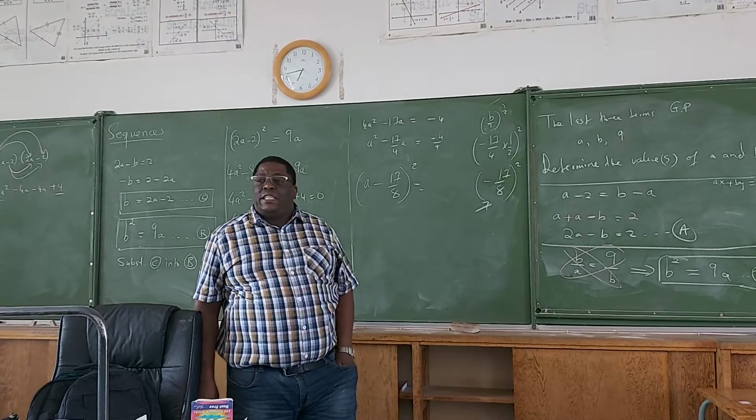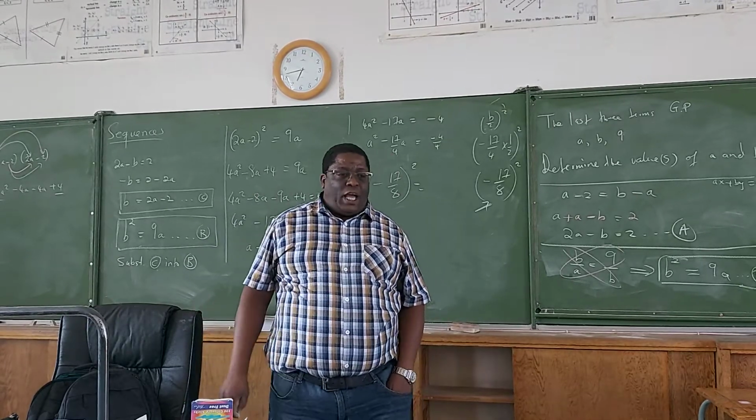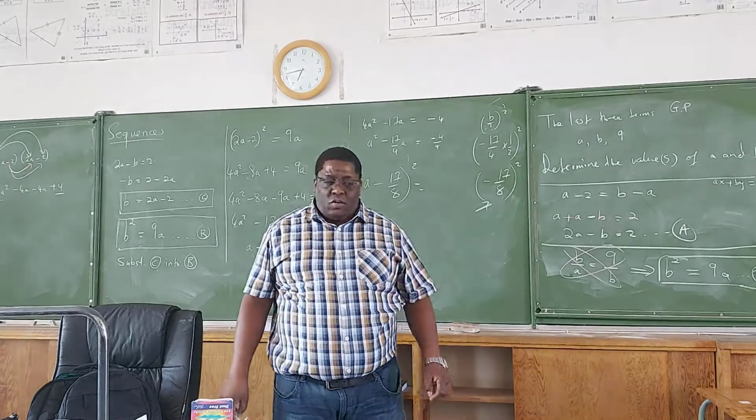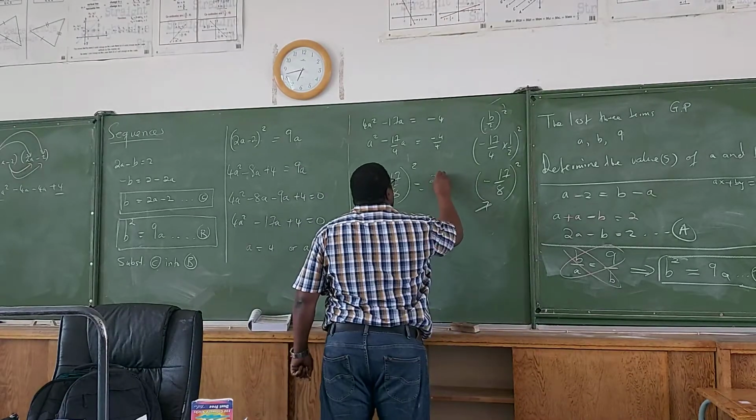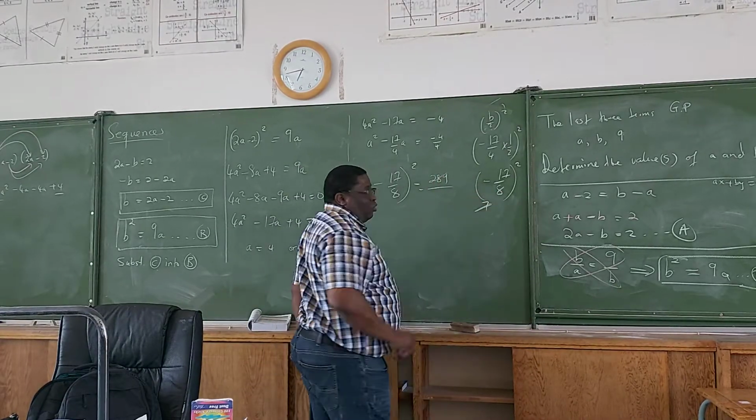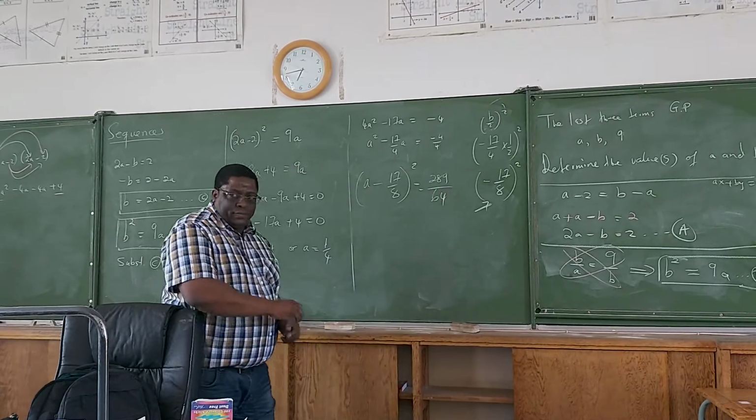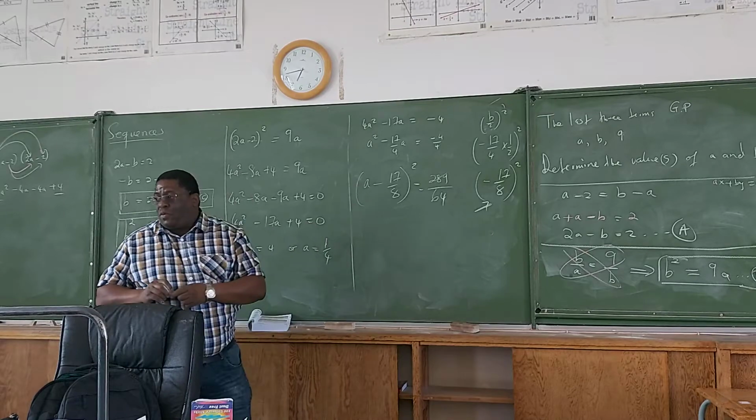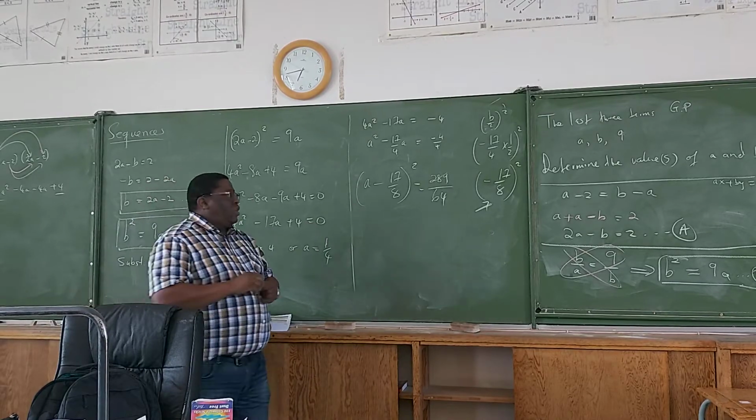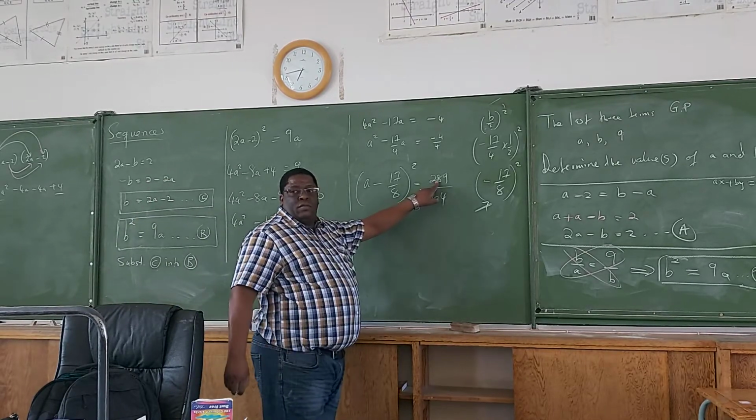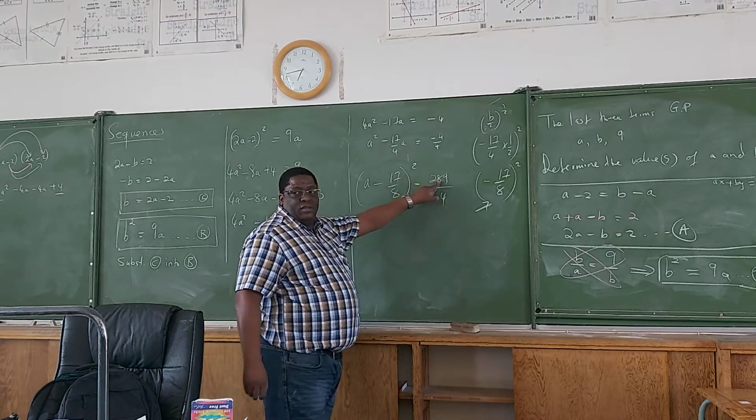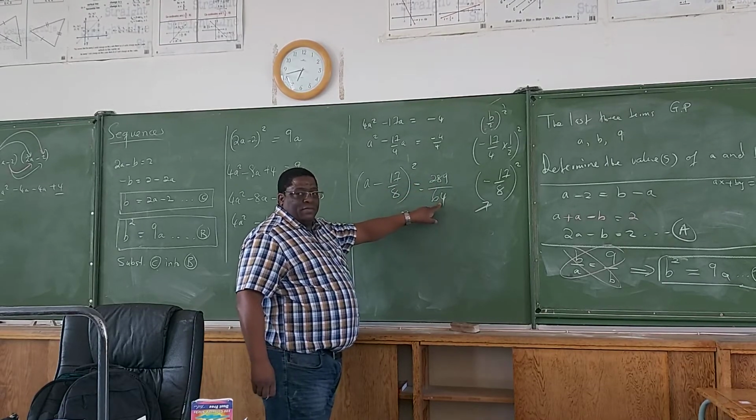17 times 17. 289. Don't waste all the time. 289 over 8 times 8. You should know this one. Good. Now we're going to take the square root of both sides, positive and negative. So the square root of that, 17 over 8, and the square root of this.